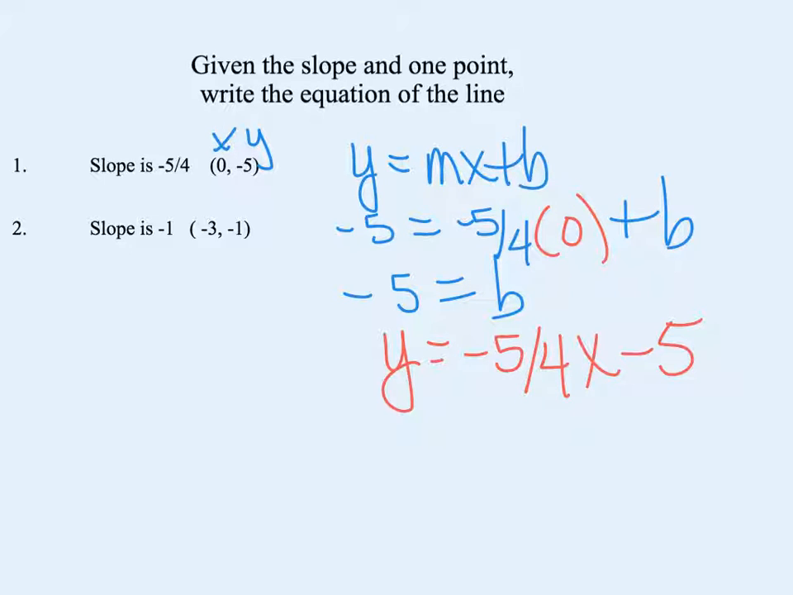So if you would copy this down, slope is negative 1. The point is negative 3, comma, negative 1. And what I would like for you to do is write the equation of the line, send me a message through Moodle so that you can get credit for the collaborate session and doing the work.